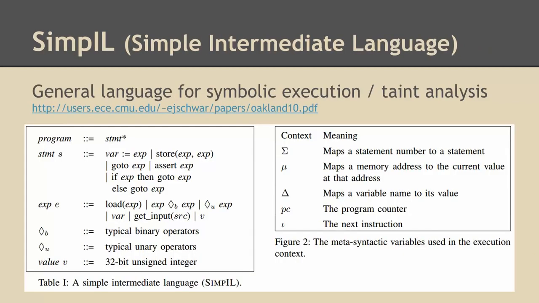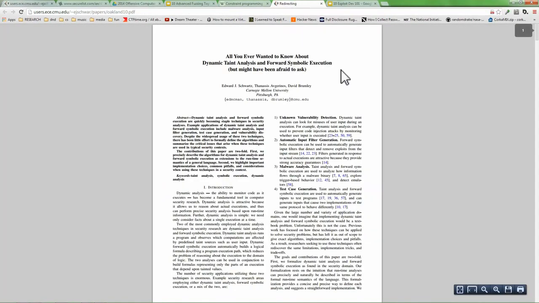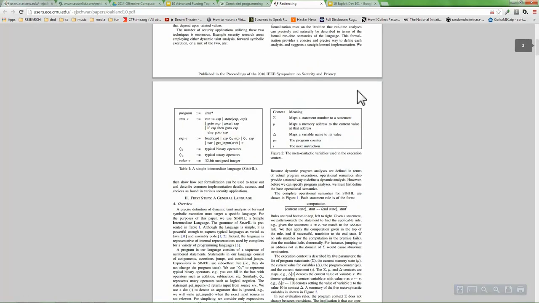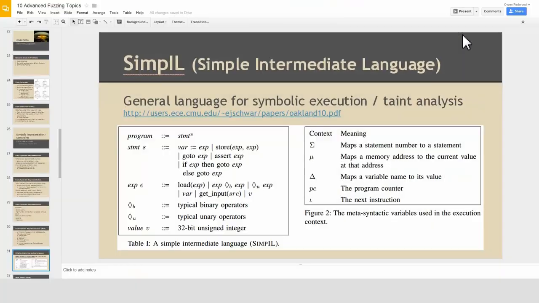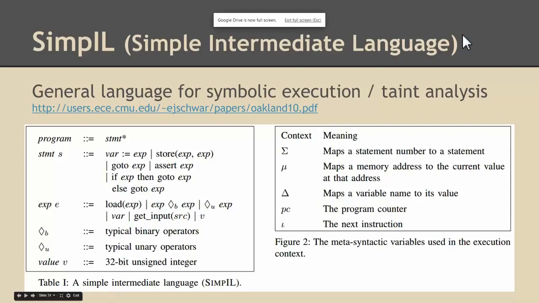So this is a rather difficult paper to get through, but if you're interested in this field, this paper is everything you wanted to know about dynamic taint analysis and forward symbolic execution, but might have been afraid to ask, but it's not an easy read for most people. To go over the gist of it, they present the simple intermediate language, which is perhaps not so simple, and effectively code is reasoned about by breaking it down into three aspects.